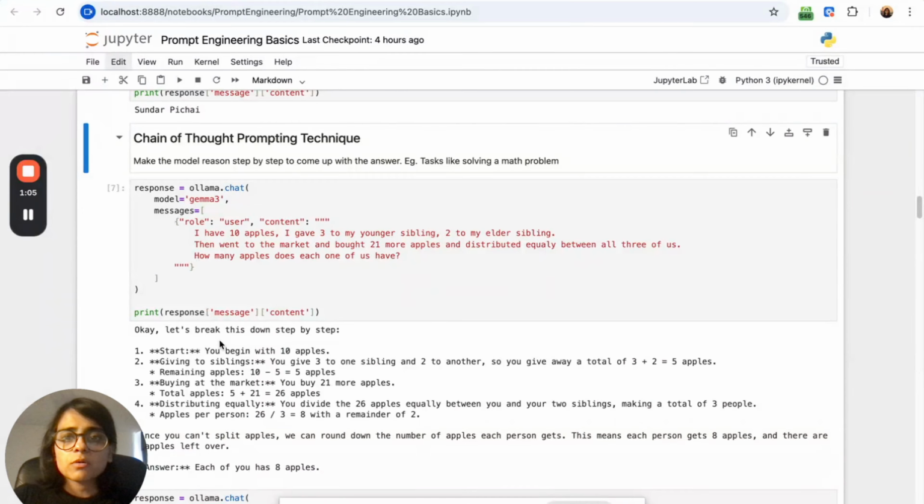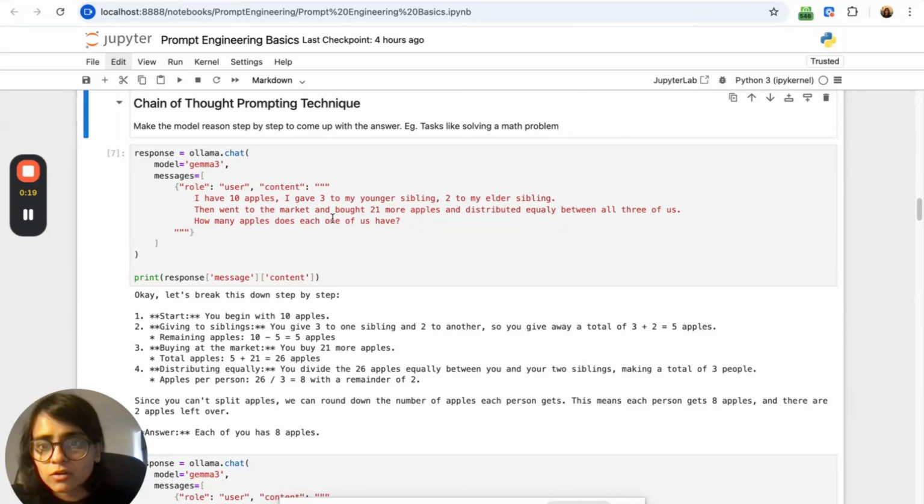So, chain of thought prompting is basically making the model reason step by step to come up with an answer, because models are not good with reasoning tasks like solving mathematical problems. So this technique becomes very helpful when you're trying to solve a mathematical problem. So if you see here, the example that I have given is I have 10 apples. I gave 3 to my younger sibling, 2 to my elder sibling, then went to the market and bought 21 more apples and distributed equally between all three of us. How many apples does each one of us have?